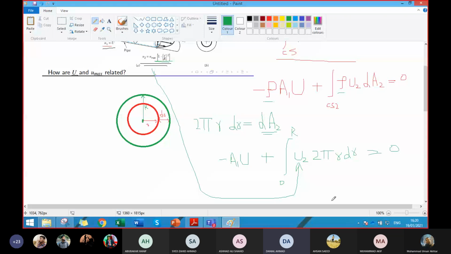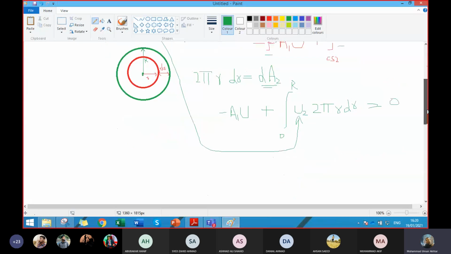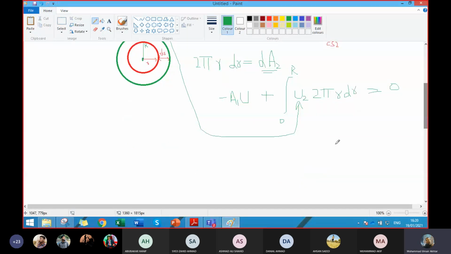Sorry, what is the u2 function? That is u max into 1 minus r by R square. Okay. It's given in the problem. When you solve this, you will get this relationship that u max is 2 times the inlet velocity u. That is, it is 2 times the inlet velocity. Is it clear? Any problem or any question in regards to this?